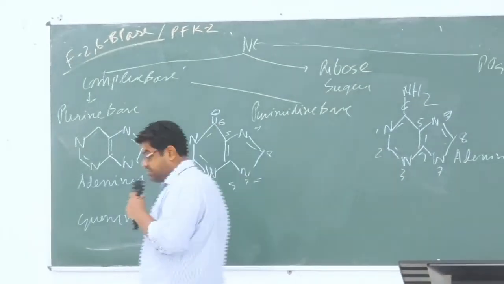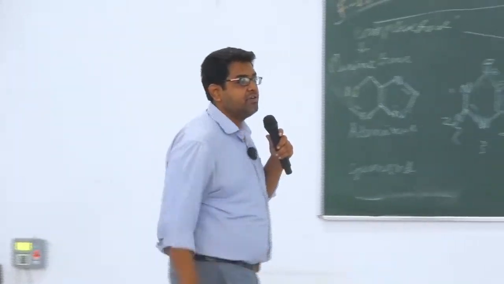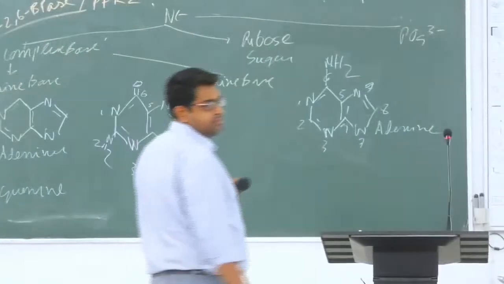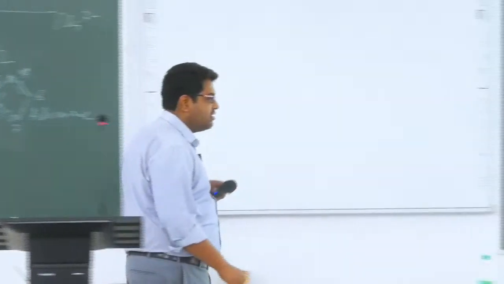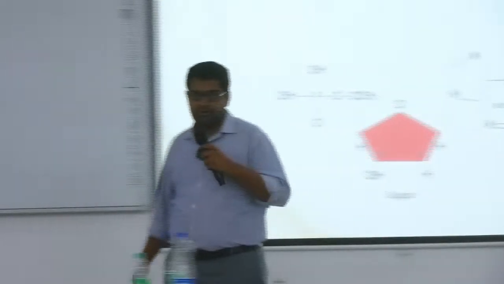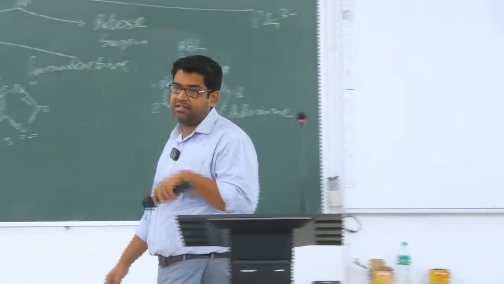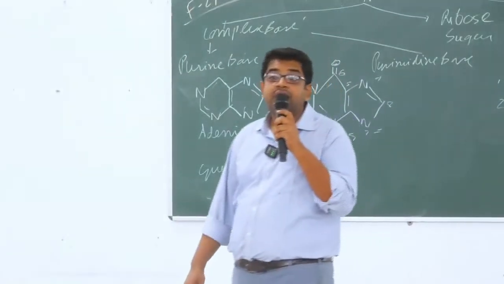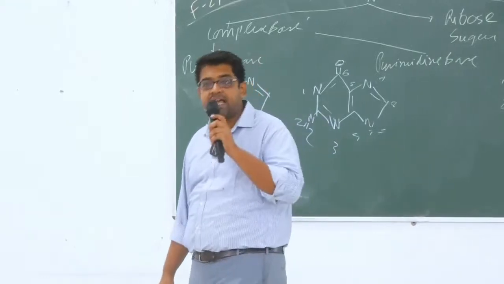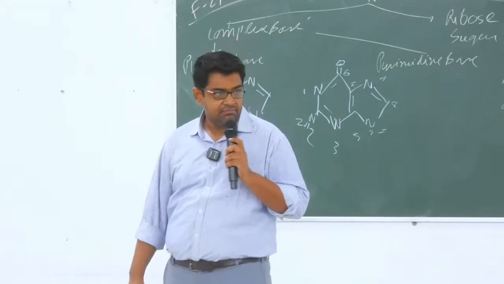Till here was the basics of purines. There are some other purine rings as well. Words that you are very knowledgeable about: xanthine, hypoxanthine, uric acid. Xanthine, hypoxanthine and uric acid.